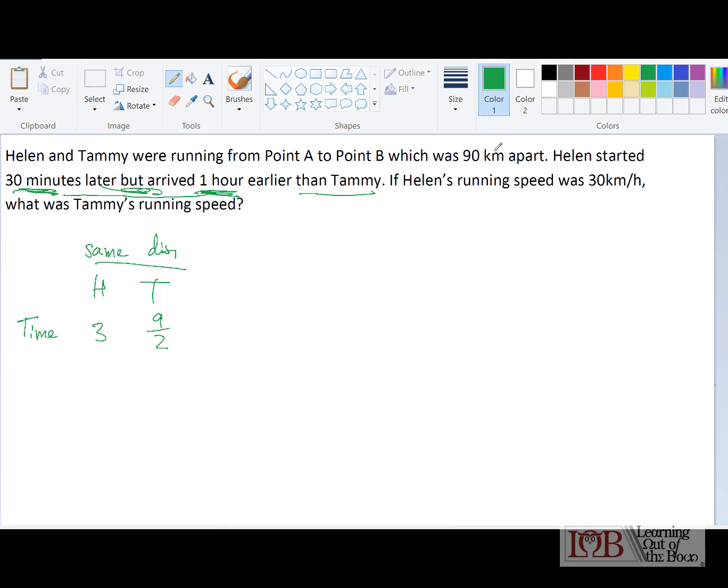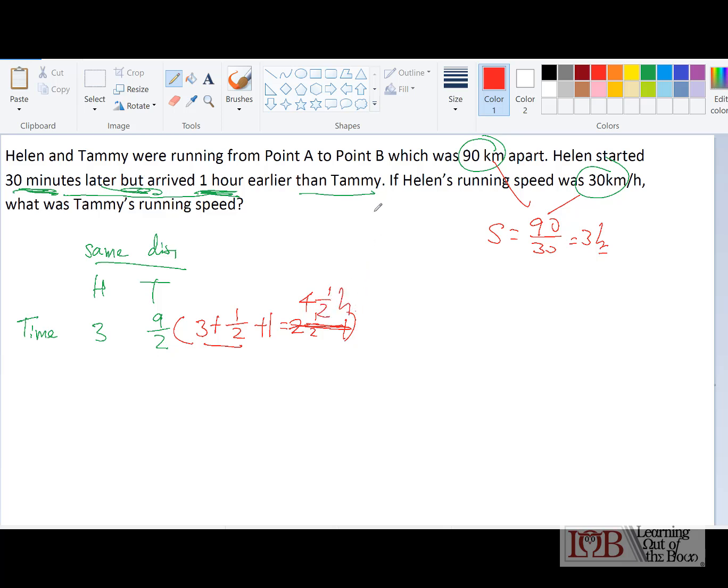So 90, 30. So with this, for Helen, when you have speed, you have 90/30, which is 3 hours. Okay, so that's why you have 3 hours here. And Helen actually started 30 minutes later. So for Helen's time, 3 plus half plus 1. Yeah. So you have 4.5 hours.